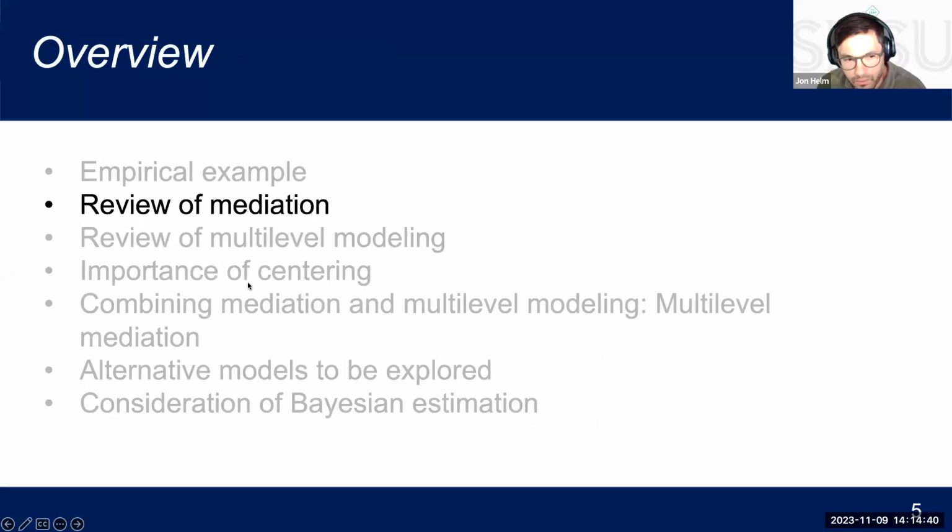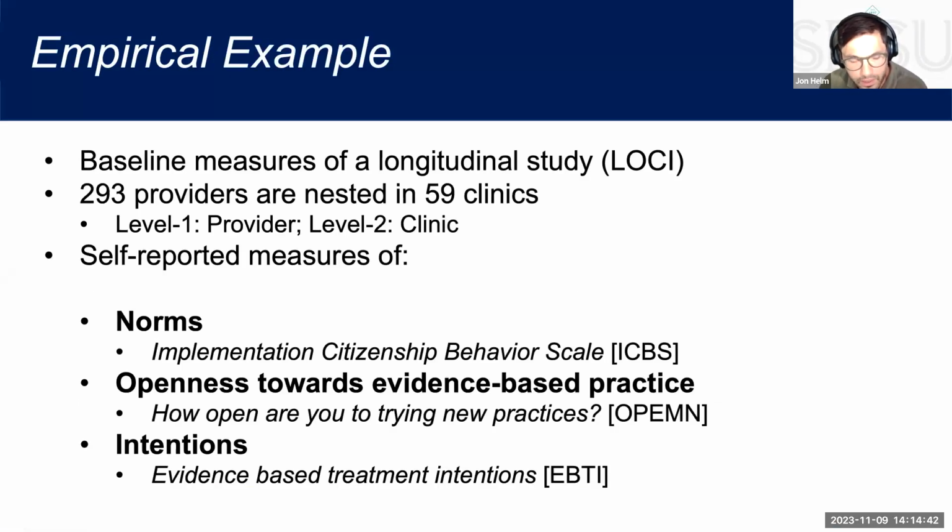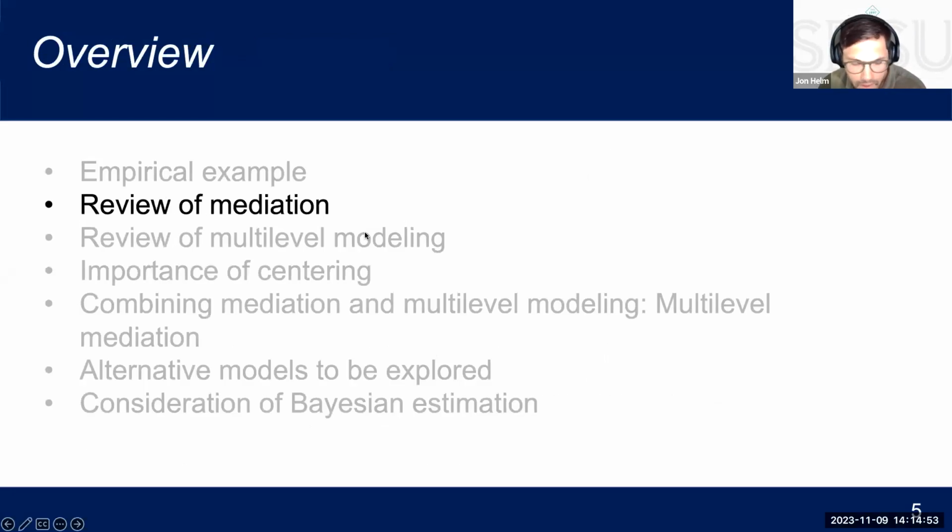So let me start by reviewing mediation. I do want to say for these measures, they were all measured at level 1. So we have a measure of norms, openness, and intentions at the provider level. And then, of course, providers are nested in different clinics. All right, good old mediation.